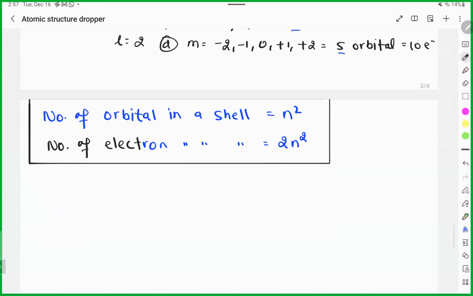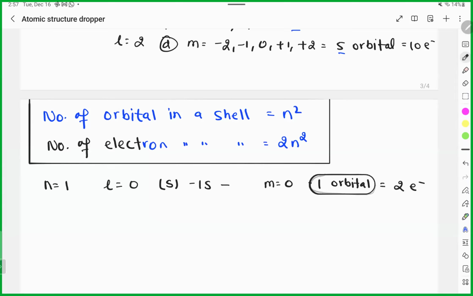For example, if n value is equal to 1, then the only possible l value is 0. This is S subshell. It will be only 1s, correct? And if you calculate, m value is minus l to plus l. It is only 0. 1 orbital, how many electrons? 2 electrons, makes sense? Now tell me, if n value is 1, what will be the total number of orbitals? 1 square, so it's 1.